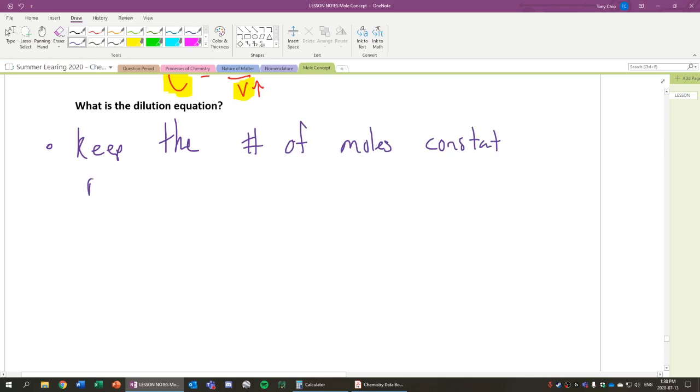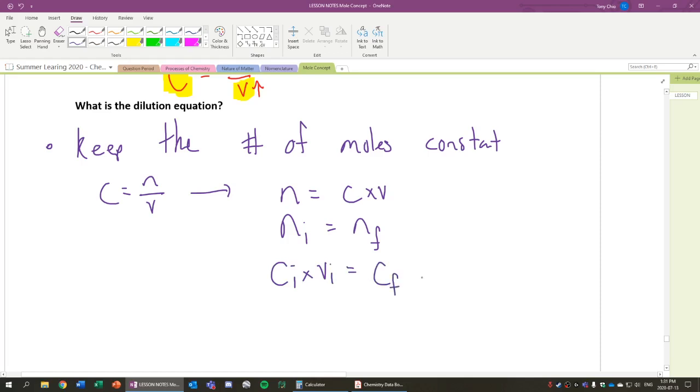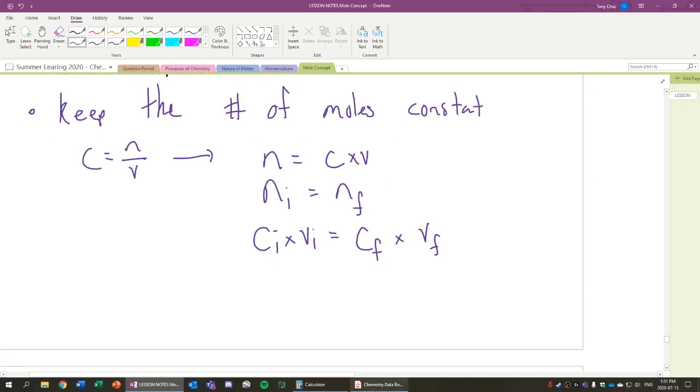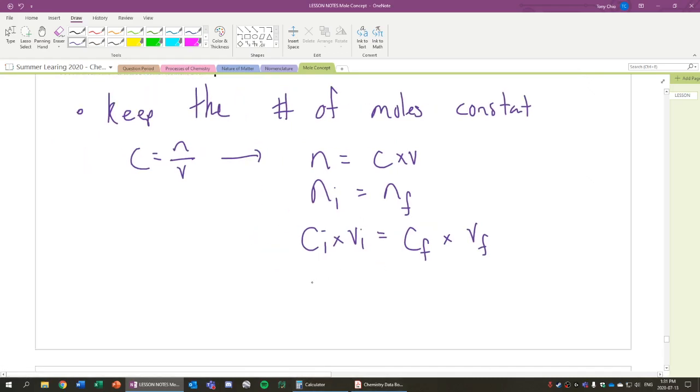And when you do that, you see that C is equal to n over V. In a sense, your moles are going to stay constant. And that's the case, you can write n is equal to C times V, which means your n initial should equal your n final. If that's the case, then C initial times V initial is equal to C final times V final.